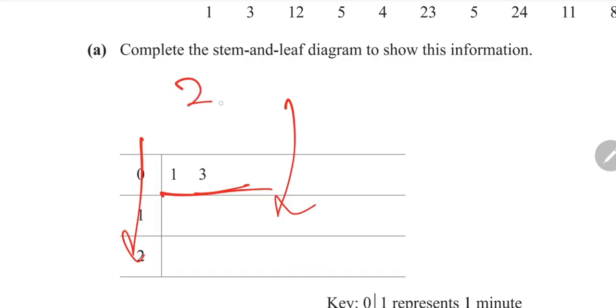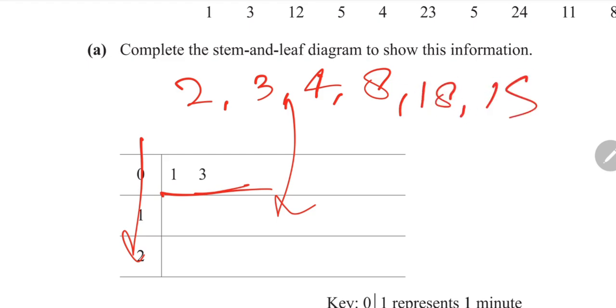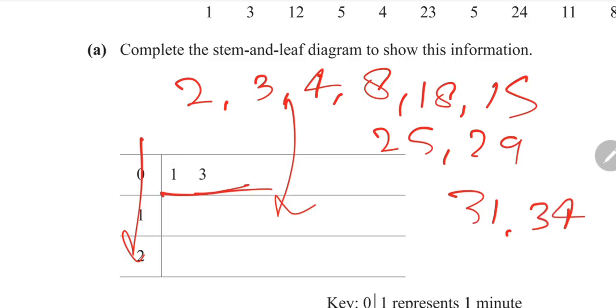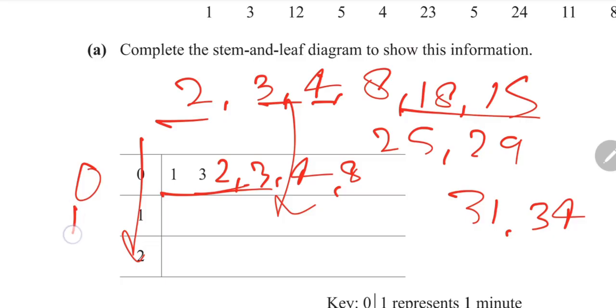For example, we have 2, 3, 4, 8, 18, 15, 25, 29, 31, 34. Suppose we have numbers in such a way. So for 1-digit numbers, write 0 as the stem, and then 2, 3, 4, 8 using commas. There is 18 and 15, so use 1 here and 8 and 5. It means 1 and 5 is 15, 1 and 8 is 18. In such a way we can write.